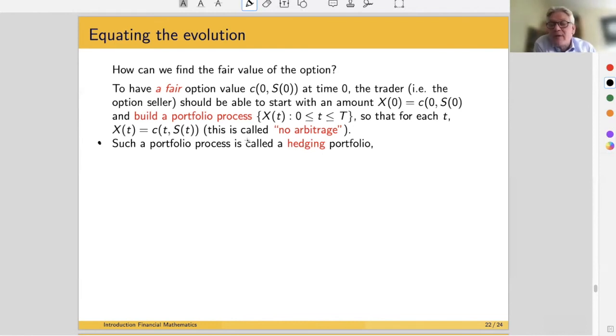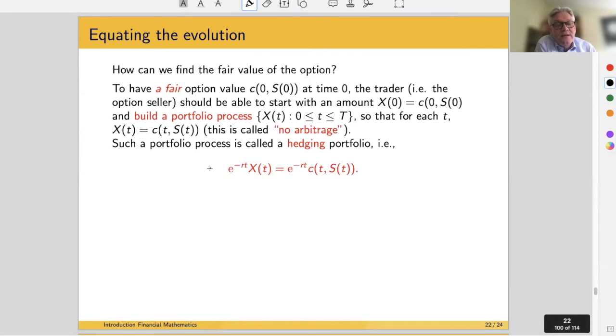So again, remember, the writer is not selling it and doing nothing and hoping for the best. No, the writer, immediately when the money, the option premium, is received, invests the money immediately in stocks and bonds in such a way that during the whole time process of the option, the value of the portfolio is equal to the value of the option, particularly at final time.